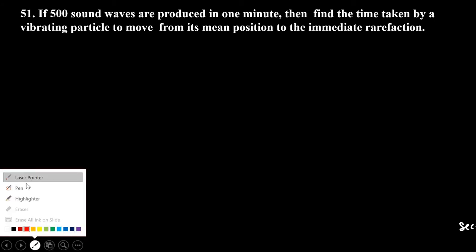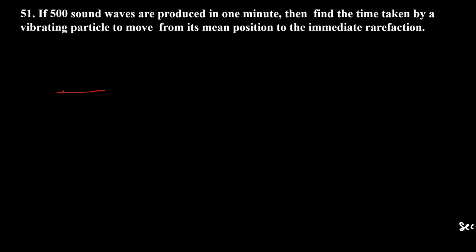Now what is asked in the question? Find the time taken by a vibrating particle to move from its mean position to the immediate rarefaction. आपसे टाइम पूछा है वाइब्रेटिंग पार्टिकल का टू मूव फ्रॉम इट्स मीन पोजीशन. मीन पोजीशन क्या होती है? What is mean position?